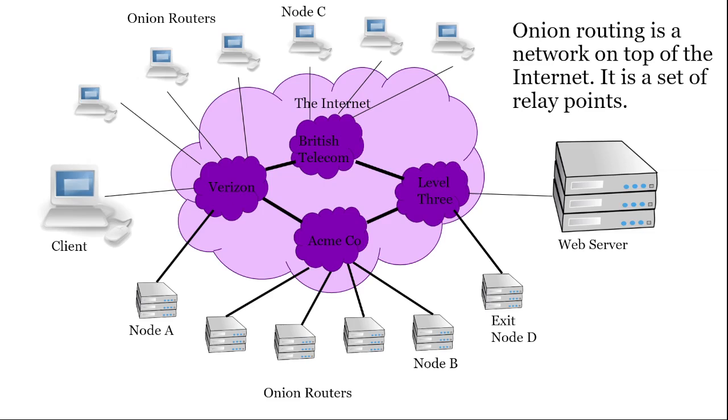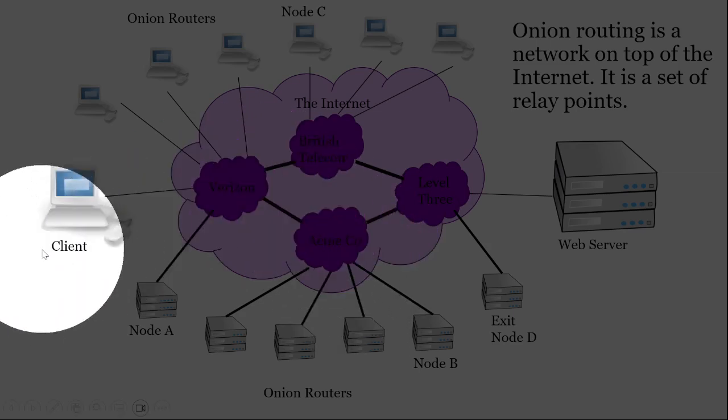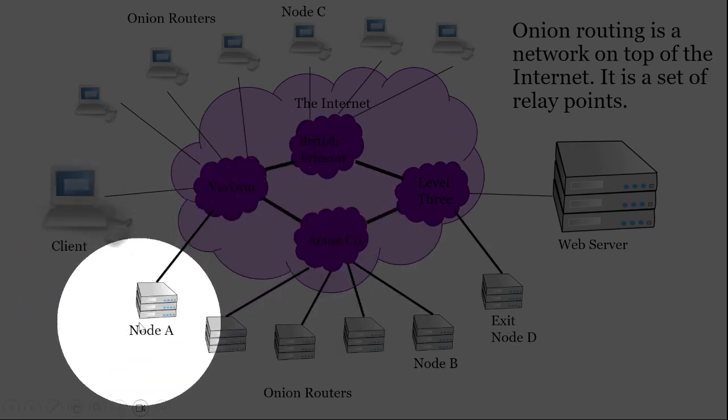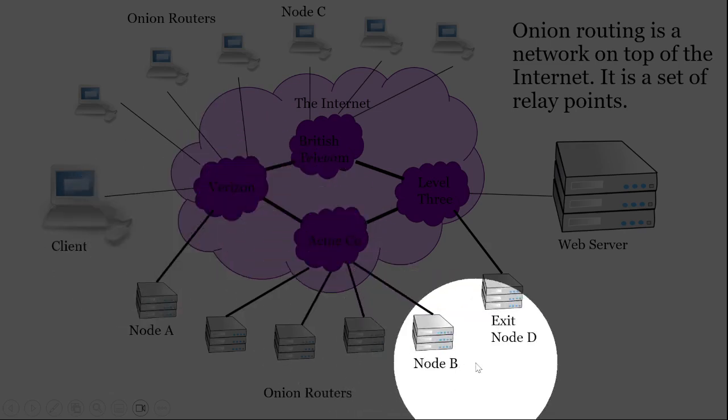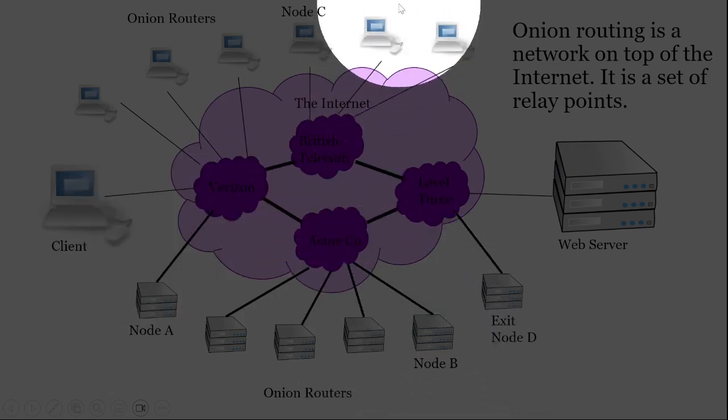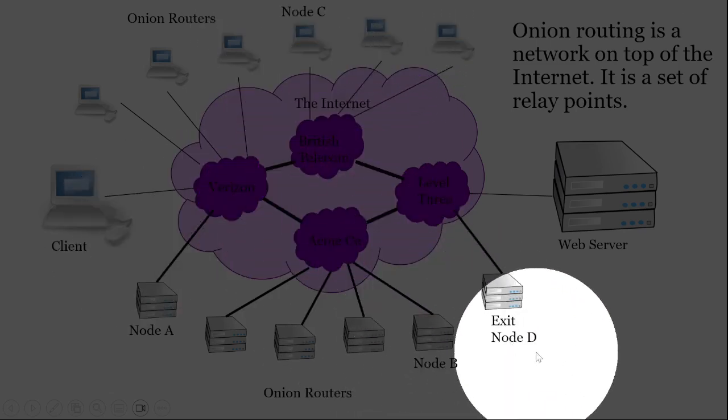An onion route is a network on top of a network. So what's happening in an onion routing situation is you are creating a fake network on top of the internet. In this example, you have a client who's sending a message to node A, which then sends a message to node B, which then sends a message all the way up here to node C, which then sends a message down there to node D.